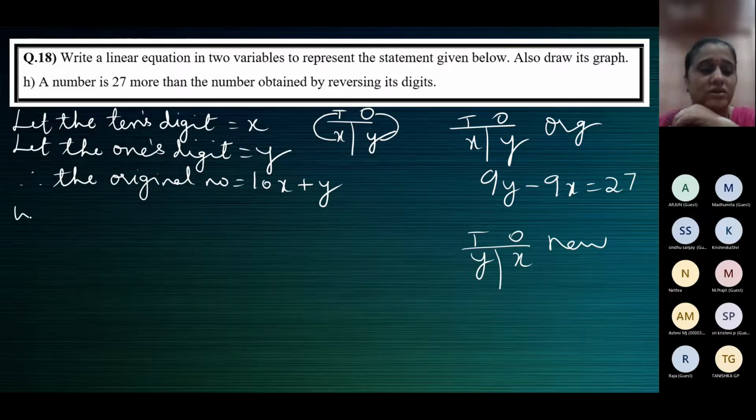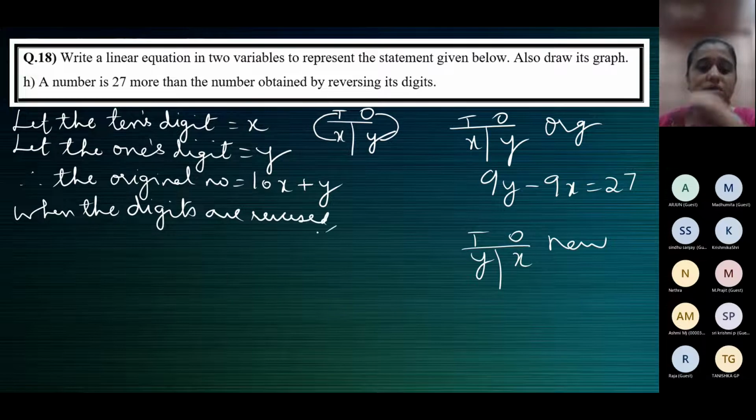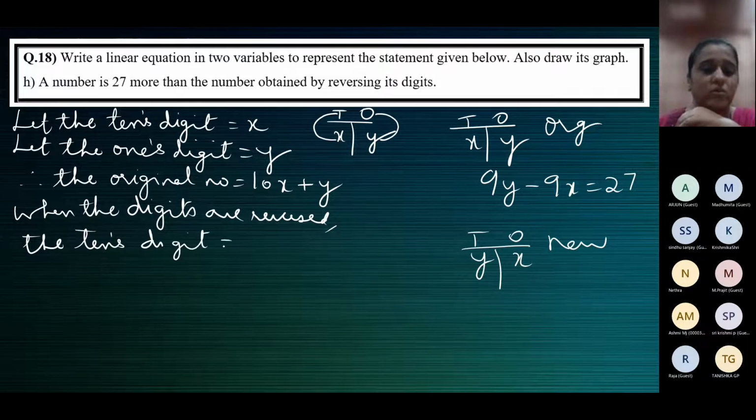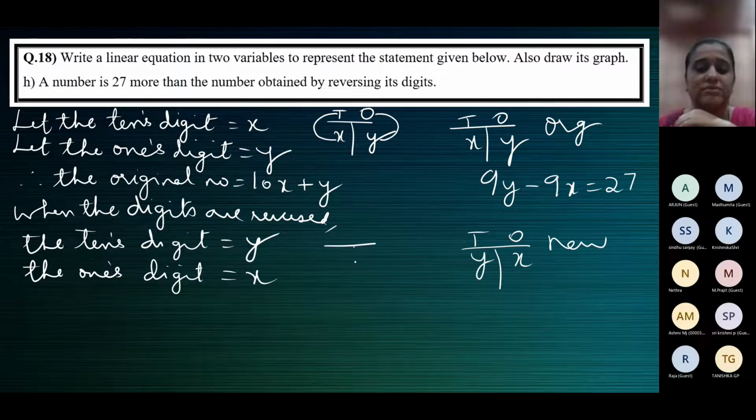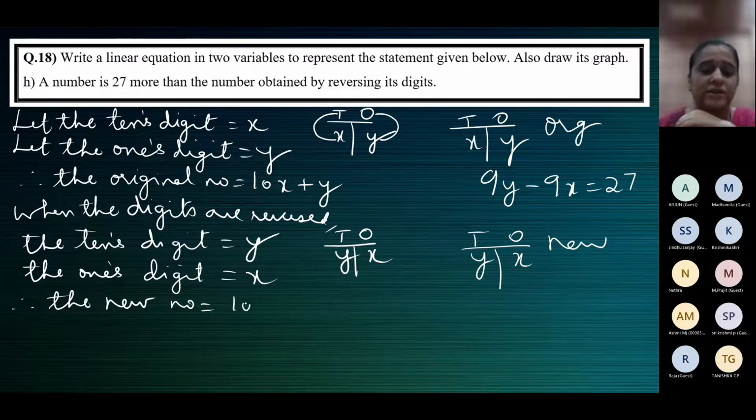Now, when the digits are reversed, the tens digit is y and the ones digit is x. That means it becomes like this, ones, tens, y comes here and x goes there. So therefore, the new number is equal to 10 into y, that is 10y plus 1 into x, which is x.